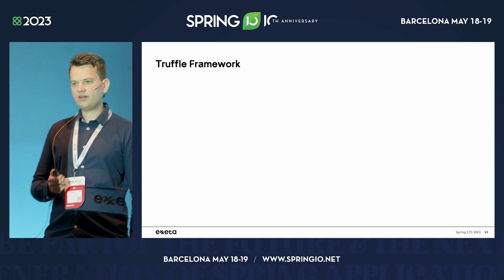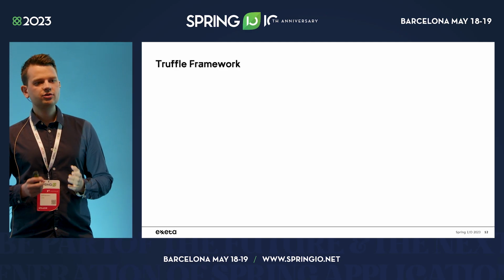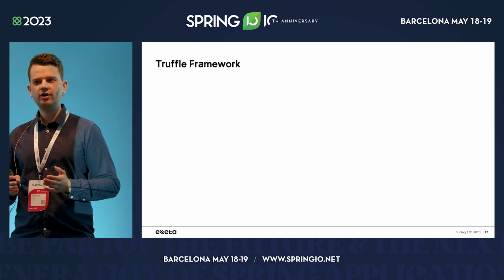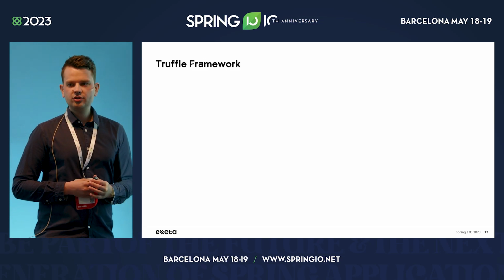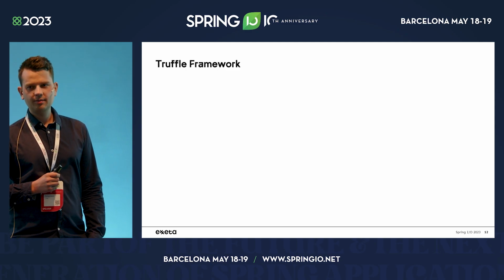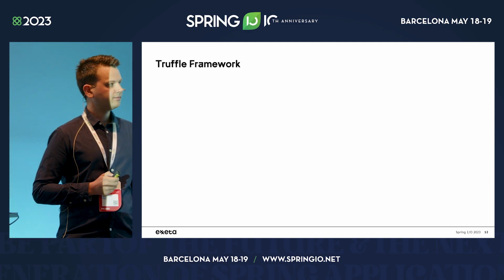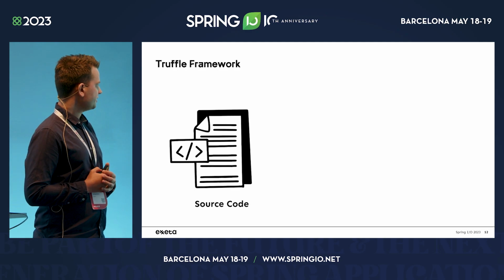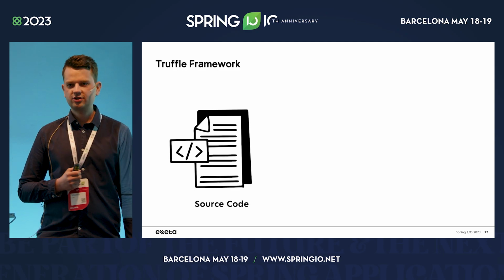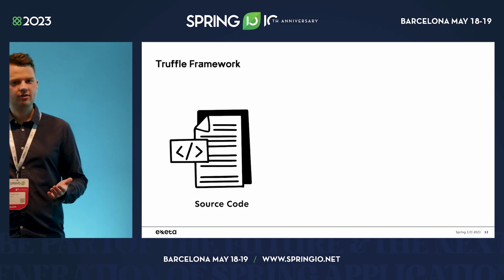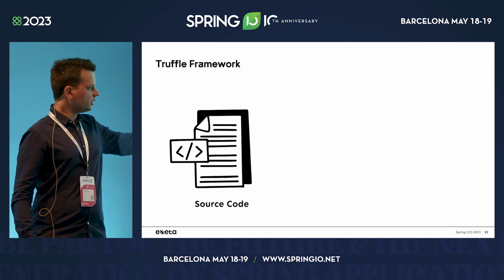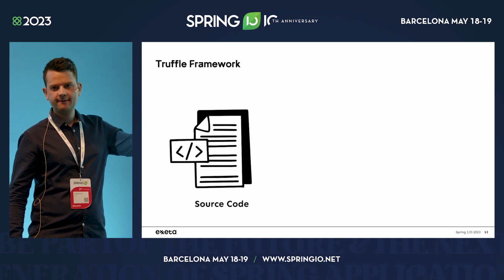Truffle is a Java framework we can use to implement interpreters for any programming language we want. If we want to use Truffle, we have to implement the following steps. In the first step, we have our source code. This is a program in any language, for example, in Python. For Truffle, it's only a normal text file.